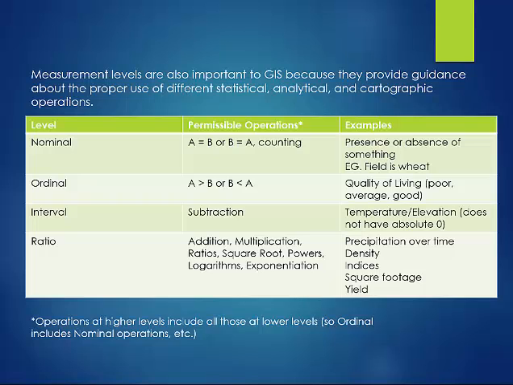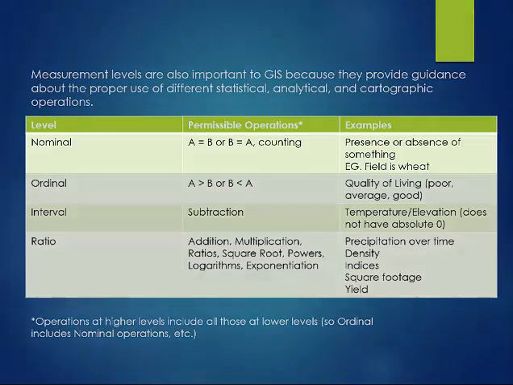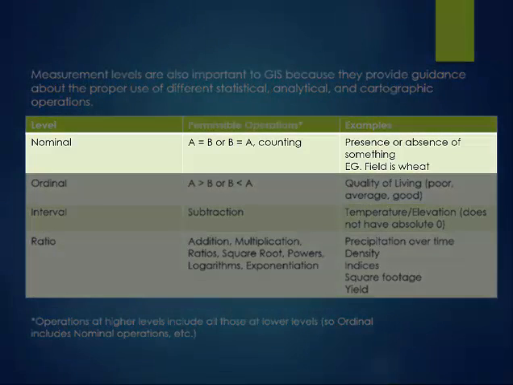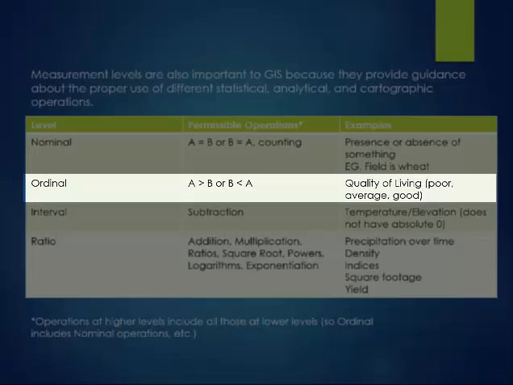Measurement levels are also important to us because they provide guidance about the proper use of different statistical, analytical, and cartographic operations. At the nominal level, we can say that A is or is not equal to B. We can also perform counting operations and say something is present or absent. With ordinal level, we can make a judgment and say that A is greater than B. However, how much greater is not known.